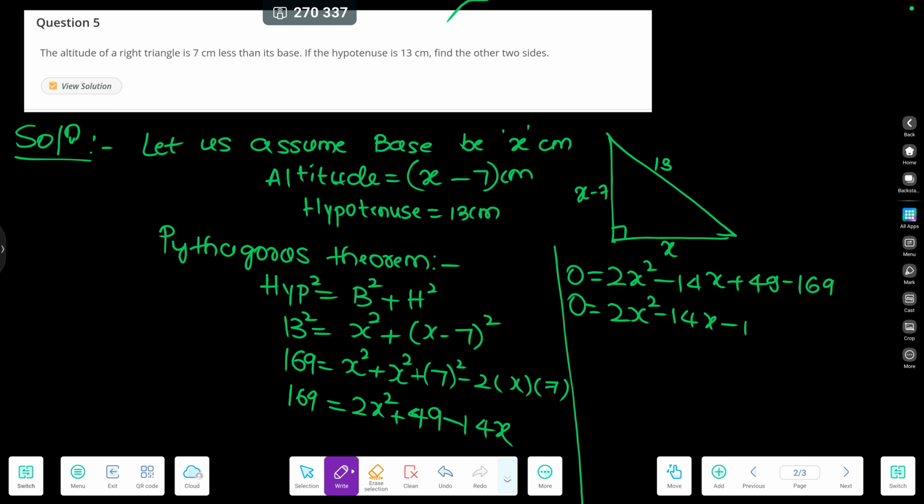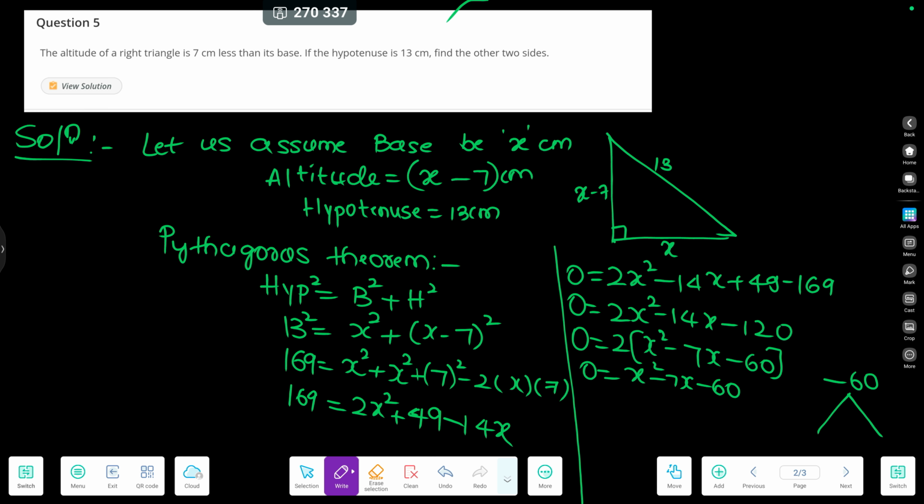Minus 120. Just observe all coefficients are even numbers. Shall I take 2 as common? Take 2 common, divide by 2, that is x square minus 7x minus 60. Now a into c, 1 into minus 60 is minus 60. Find two numbers such that if you multiply them you get minus 60 and add or subtract them you get minus 7.